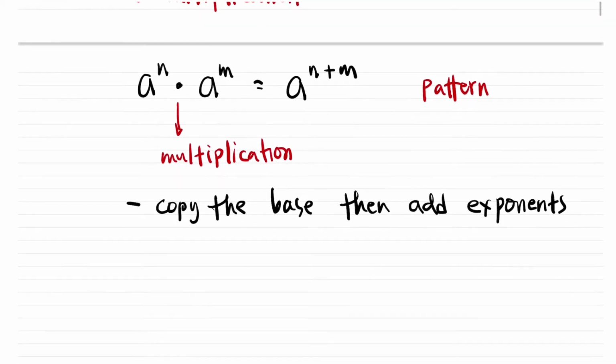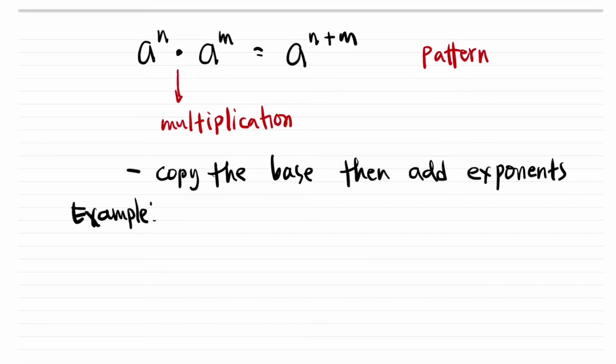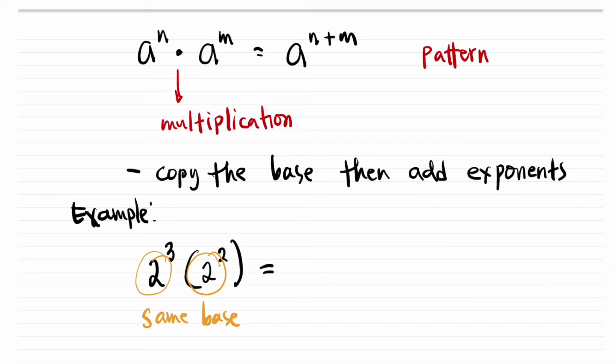Now let's have an example. If I have 2 to the power of 3 times 2 to the power of 2, this is equal to, now we copy, since look at this, same base. So what we do is we copy the base 2. Next, we add exponents. So these exponents here will be added, so it becomes 3 plus 2.